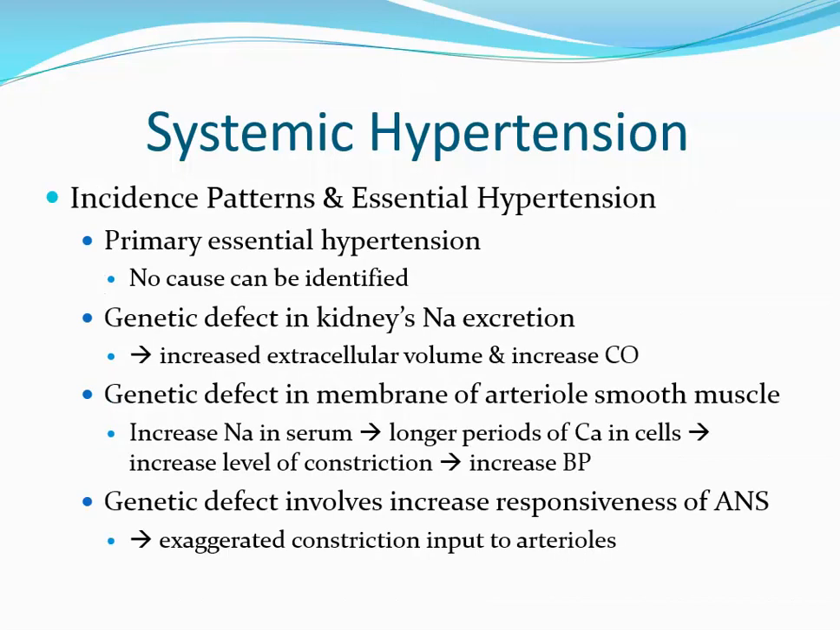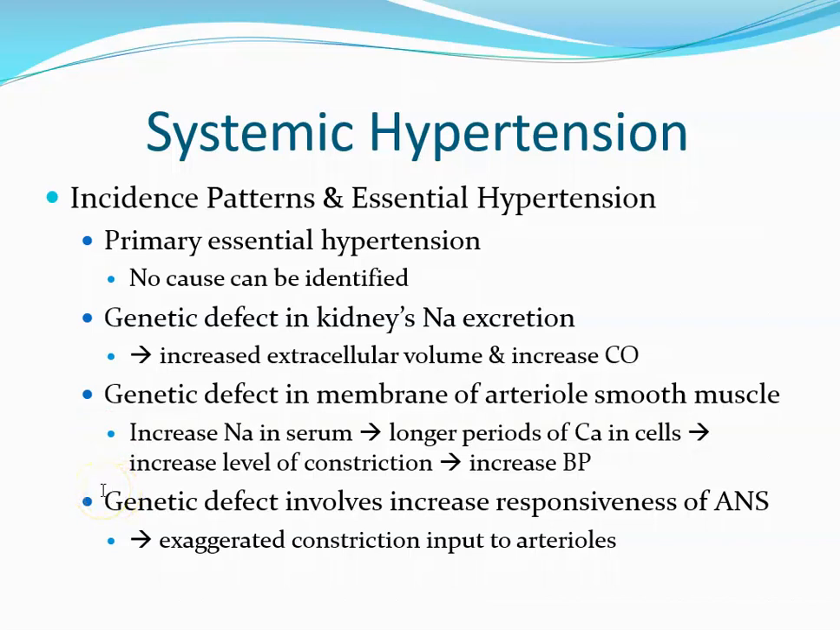Looking at incidence patterns and essential hypertension. In most cases, no cause can be identified. This is known as primary or essential hypertension, i.e. no cause. It is felt to be due to some, in quotes, defect in a control mechanism of the systemic blood pressure. Possible speculations are these three that are listed.